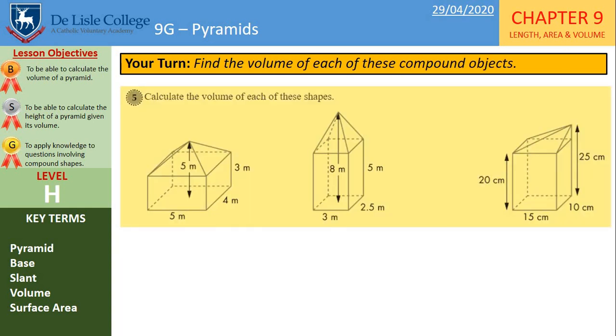Okay, looking at the gold level questions now, so we're working out the volume of compound shapes. So pause the video while you work through these. Okay, the first one, we have a volume of 73.3 metres cubed. The second one is 45 metres cubed. And the third one is 3,250 centimetres cubed.